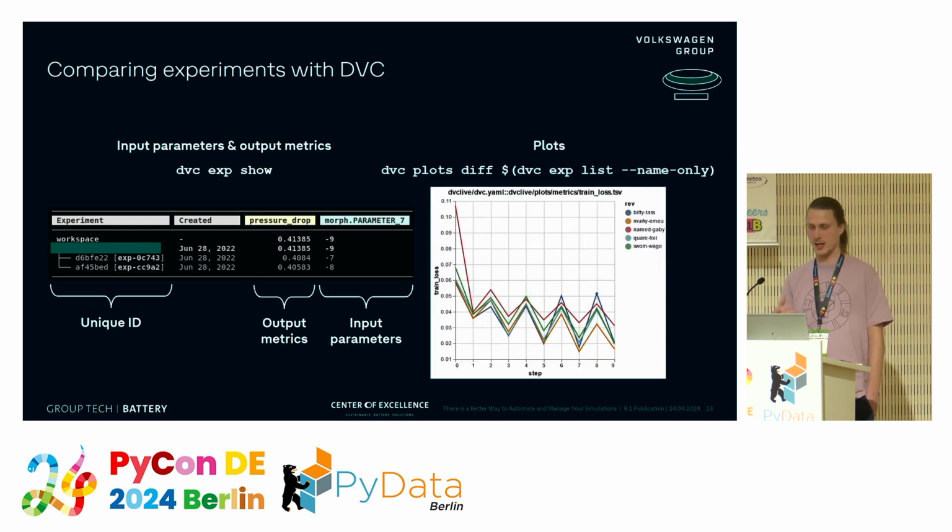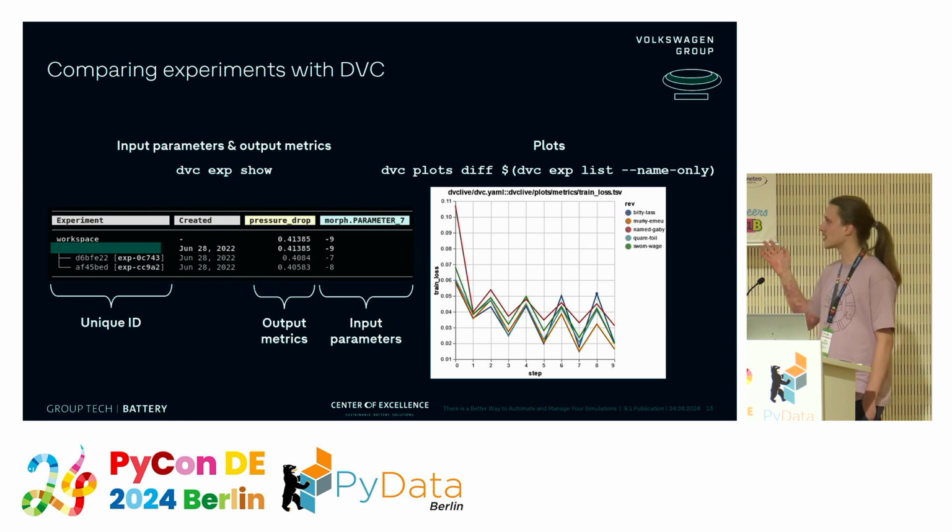And we can also add plots here. So if we have a CSV file, we can define the X and the Y axes, and then we can compare those plots as well. And this is just an image I grabbed from the DVC documentation, but I think you get the idea.